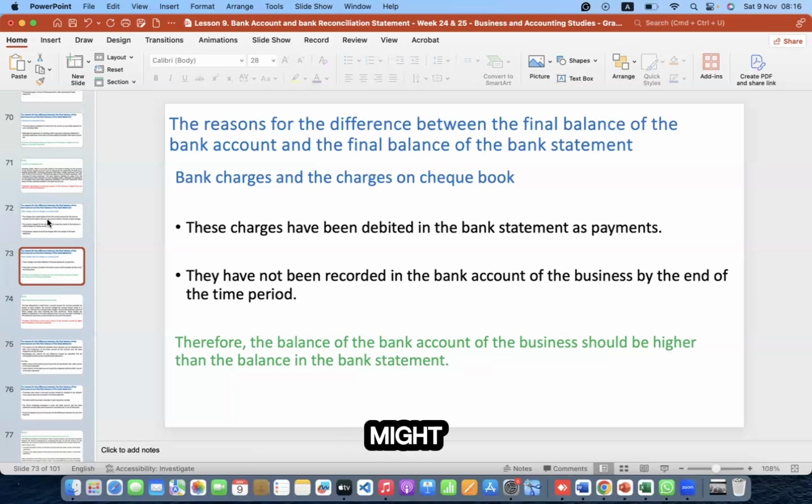You might not know, so you have not recorded it in your bank account. So what happens ultimately is the balance of the bank account of the business is a little bit higher than the bank statement.